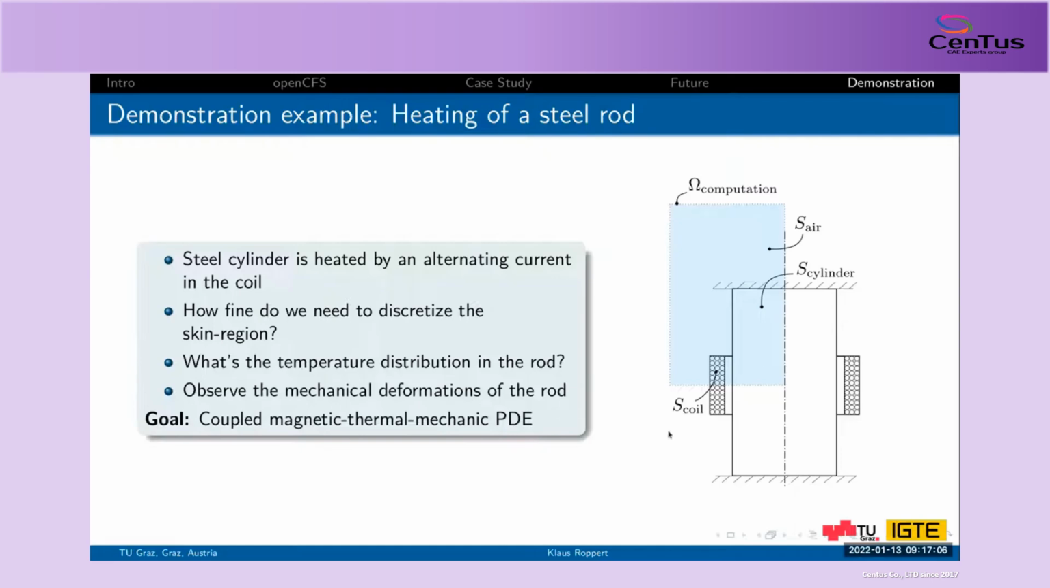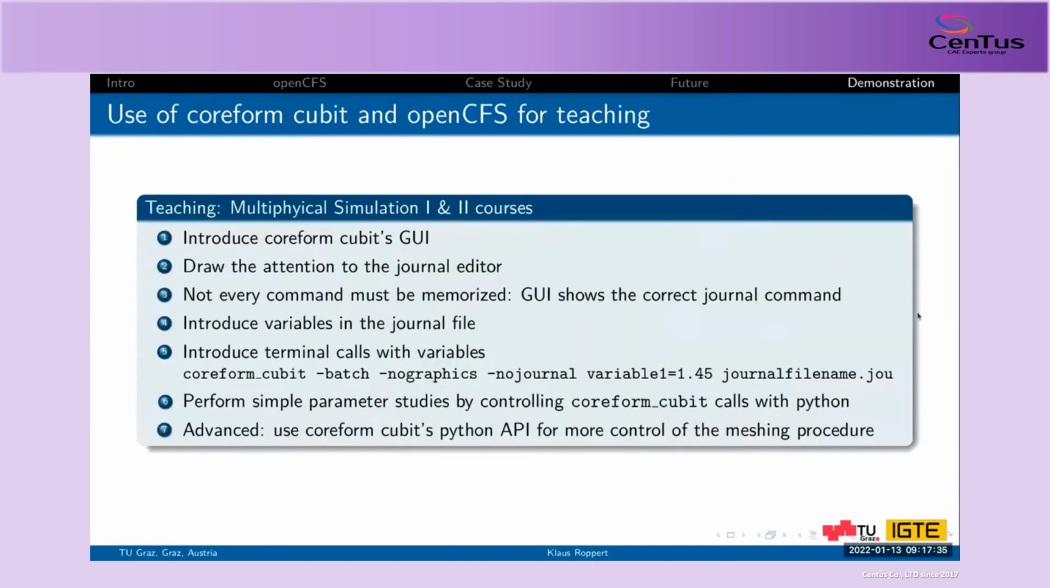So what we want to do is solve the magnetic problem. Then via the solution of the magnetic problem, we're evaluating the so-called Joule losses, which are the dissipative losses, so the heat source for the thermal PDE. So we're solving for the temperature field in this cylinder, and then we're coupling this temperature field to the mechanical problem via thermal strains.